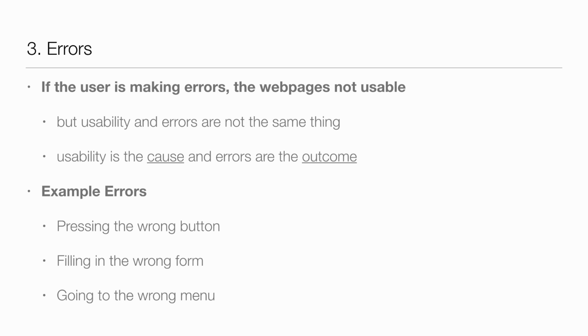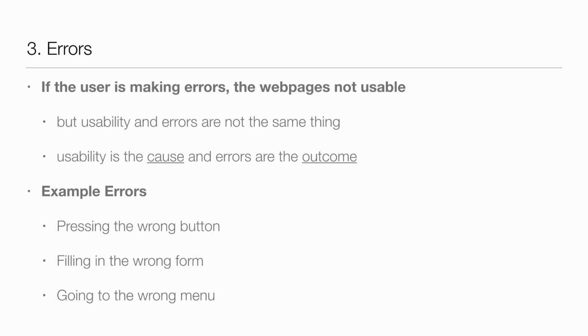If someone is making an error, the web page is not usable. Remember, there is no such thing as user error. There is only bad design. So usability and errors are not always the same thing, because usability is the cause. Errors are the outcomes. Bad usability, you get errors. No errors, hey, good usability.